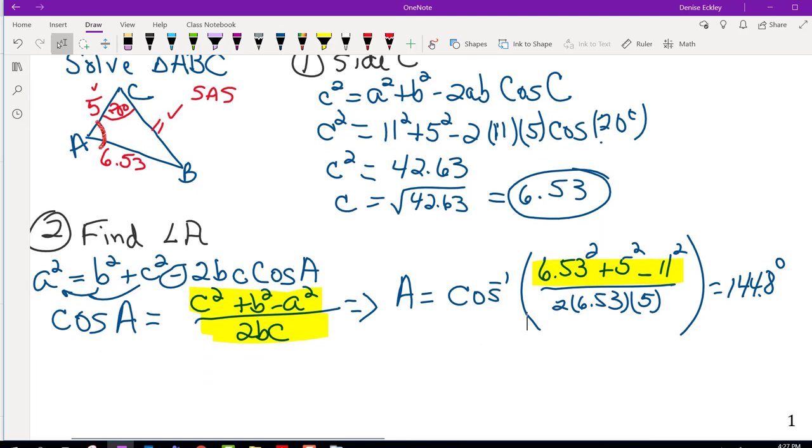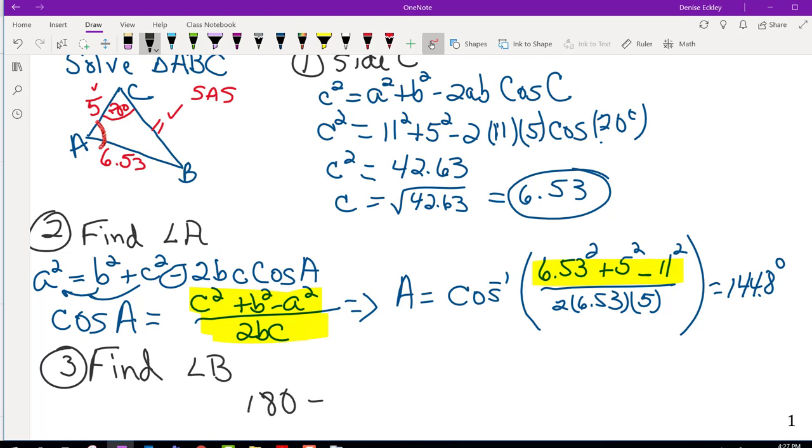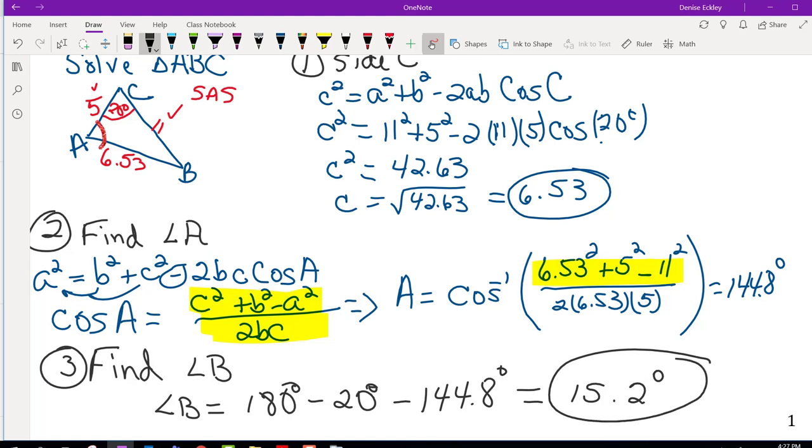Now what I can do is find the other missing angle, angle B. So all I'm going to do is take 180, and subtract from that my 20 degrees and my 144.8 degrees, and I get that angle B is going to equal 15.2 degrees. So that's basic problem solving using side angle side.